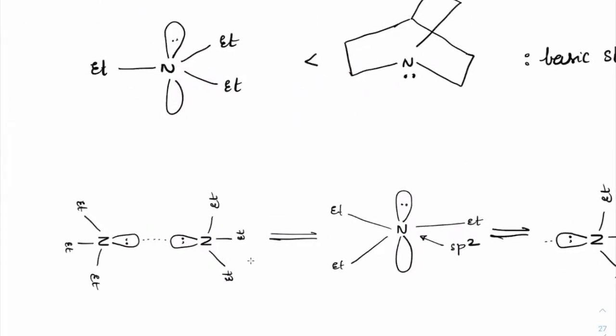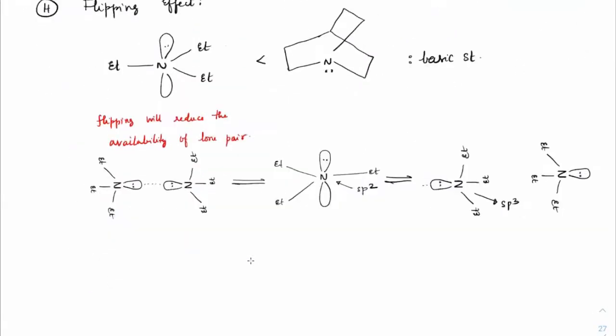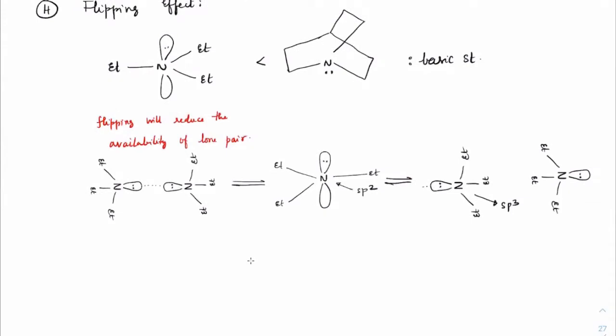Understood? So let me write down the reason here. Flipping will reduce the availability of lone pair. Okay, students, because of that, the second one will be more basic.